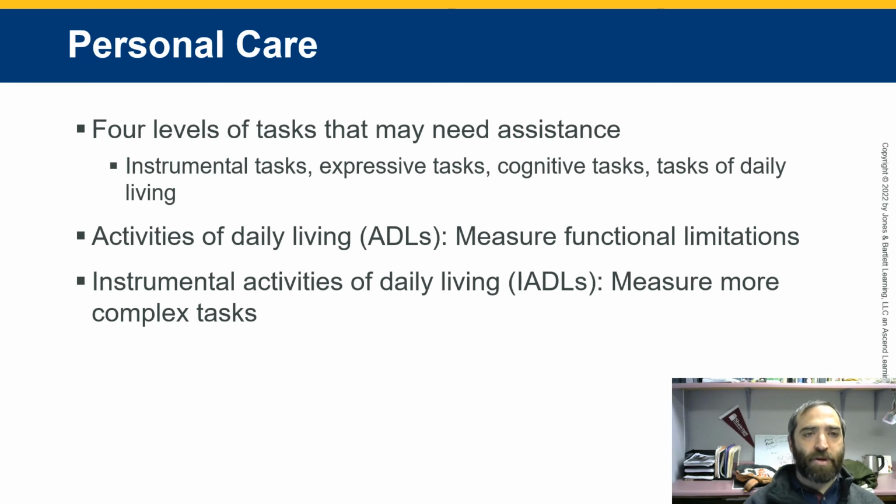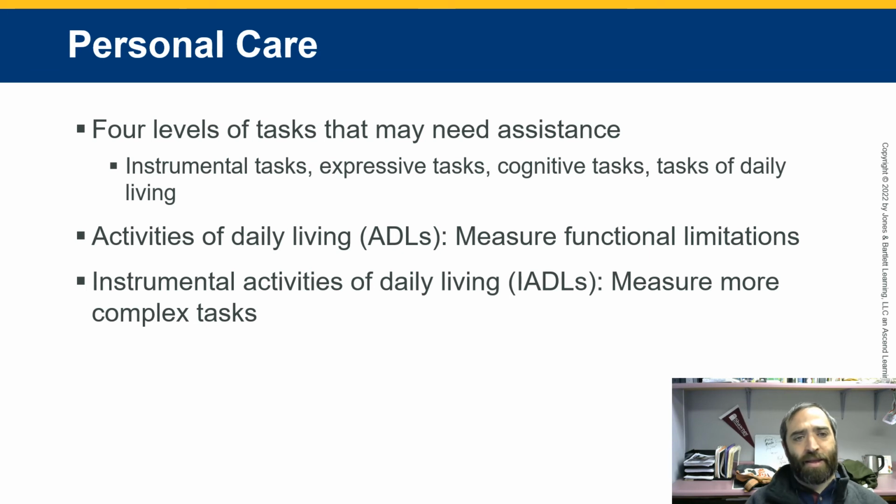All right, personal care. Four levels of tasks that may need assistance. So these are four things required in order to care for yourself. Instrumental tasks, like cooking breakfast. Expressive tasks, like writing a letter or sending an email. Cognitive tasks, like arranging a doctor's visit so that you have transportation to get there and don't have something else going on, right? And then tasks of daily living. This could be washing your hands, taking your medication, things like that.